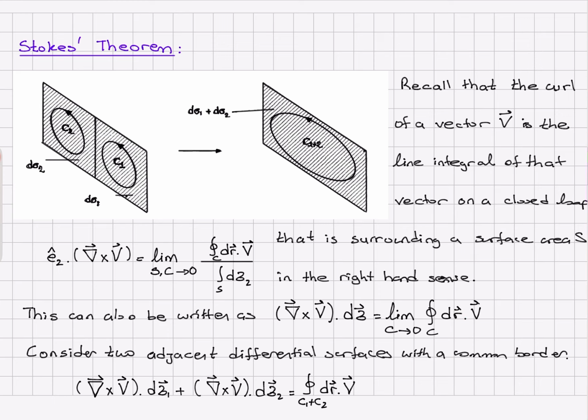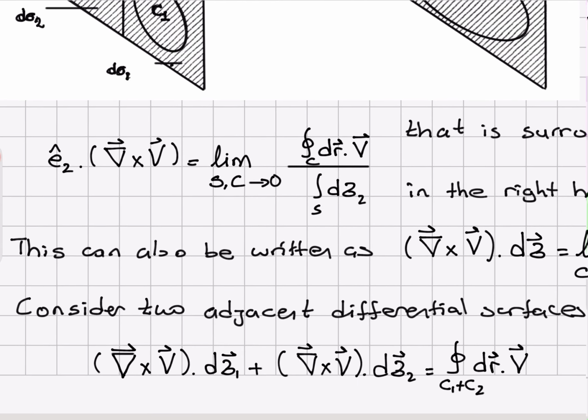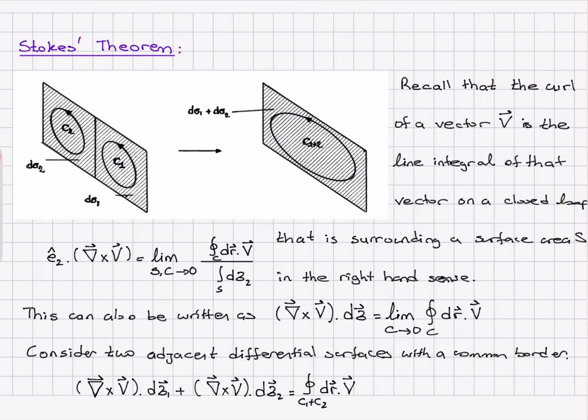And if we consider two neighboring surfaces, with areas d sigma 1 and d sigma 2, the path integrals over path c1 and c2 will add up to give me a contribution which doesn't have anything from the boundary in between them, because this is going to have the path integral from top to bottom, but this will have from bottom to top, so they will cancel out. So I can say that curl V dot d sigma 1 plus d sigma 2 is the closed path integral c1 plus c2 dr dot V.